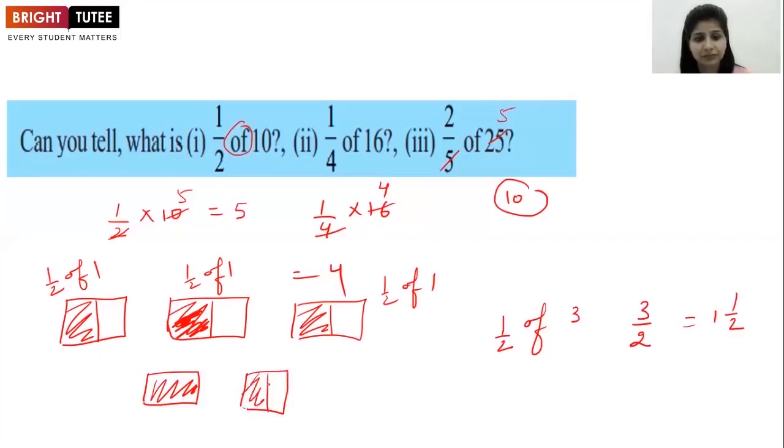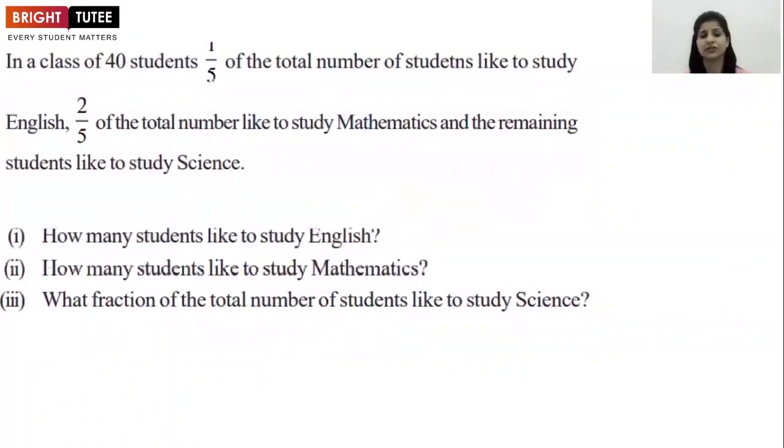This you will form. 1 complete this and 1 half of it will be formed. So this I wanted you to notice. And here we have the last question for today. In a class, total 40 students are there. Okay, 1 by 5 of total, "of" means multiplication. 1 by 5 of the total number of students like to study English. So can you calculate how many like to study English?